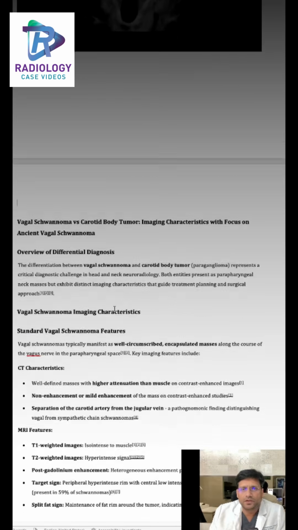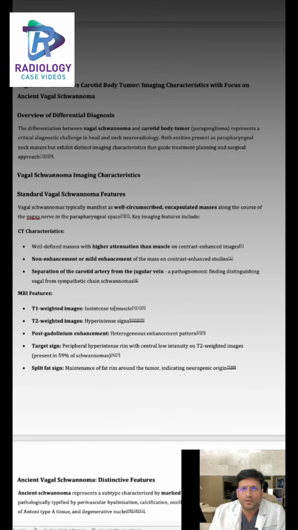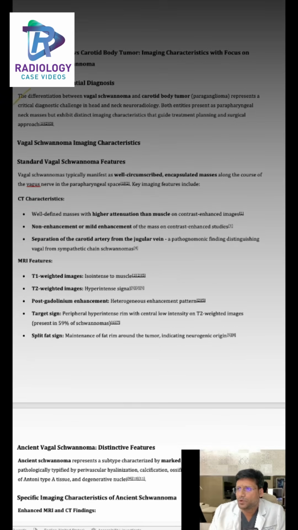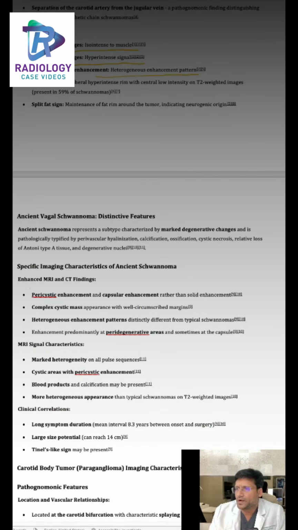Ultimately, in this case, the take-home points are: how will you differentiate a vagal schwannoma from a carotid body tumor? Schwannomas are poorly enhancing lesions compared to the paragangliomas. On T1 weighted, they will be isointense to the muscle. On T2, they will be hyperintense to the adjacent muscle. Then there will be a heterogeneous enhancement pattern. This will show a very different pattern of enhancement.